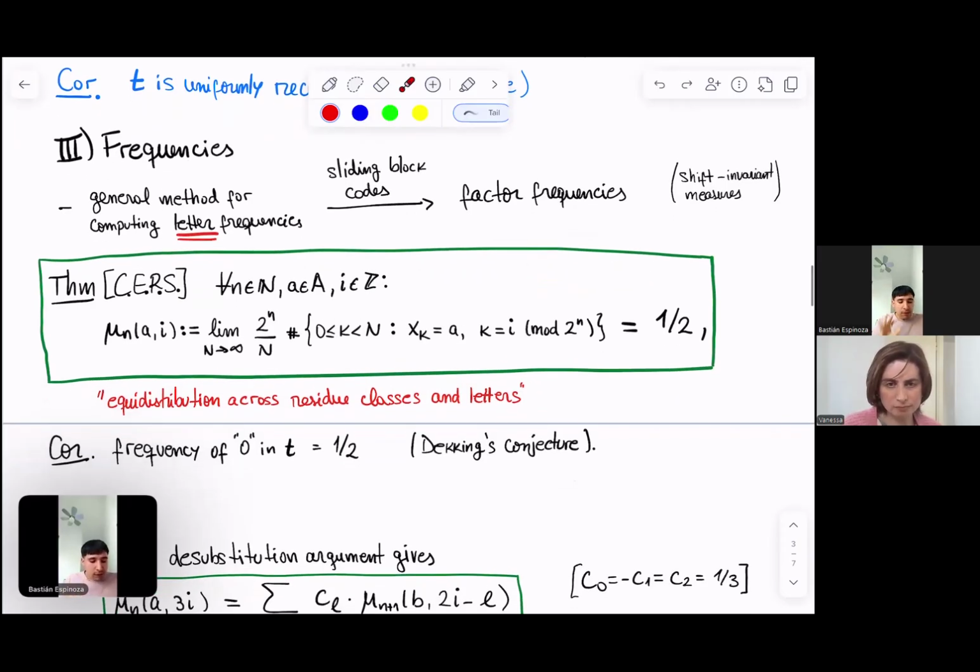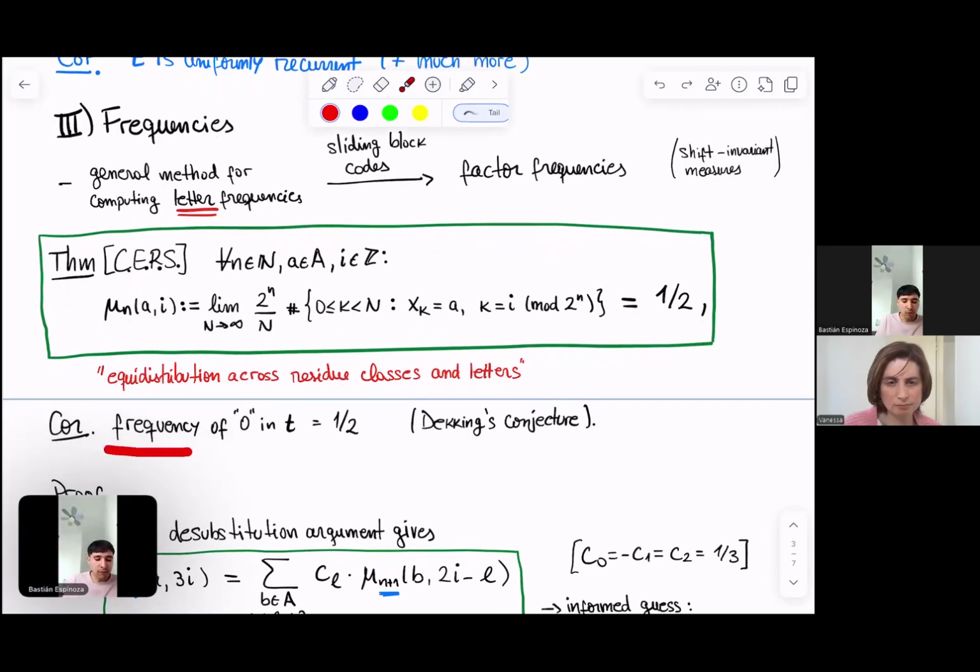Of course, from this theorem, we can recover Dekker's conjecture because it corresponds to the case in which n equals a equals I equals 0. So when we apply the theorem to the first level, we recover the fact that the frequency of 0 is 1/2.